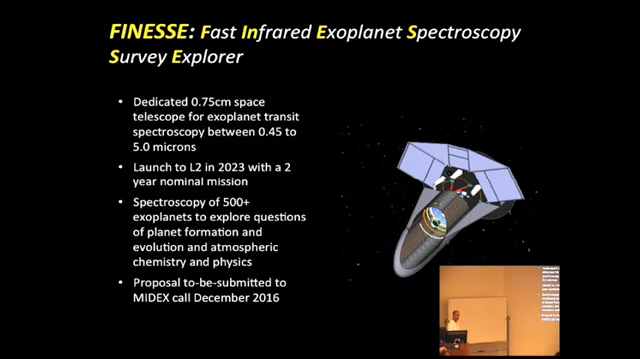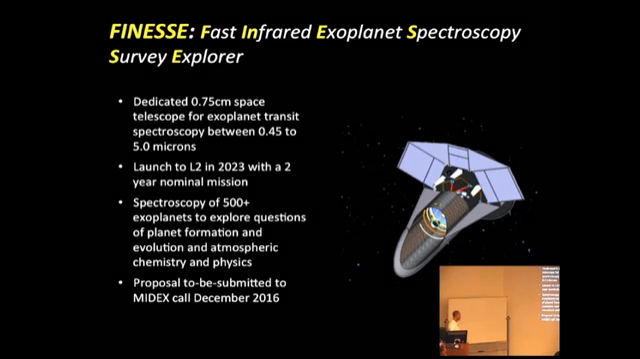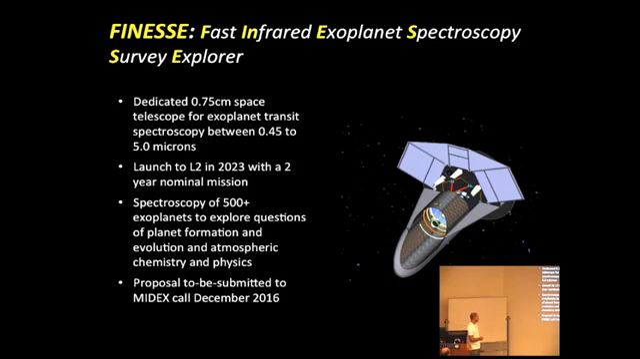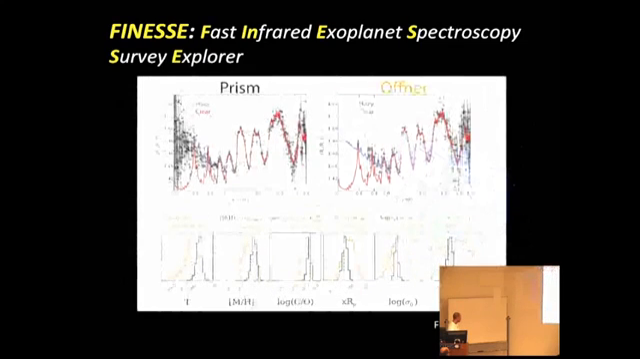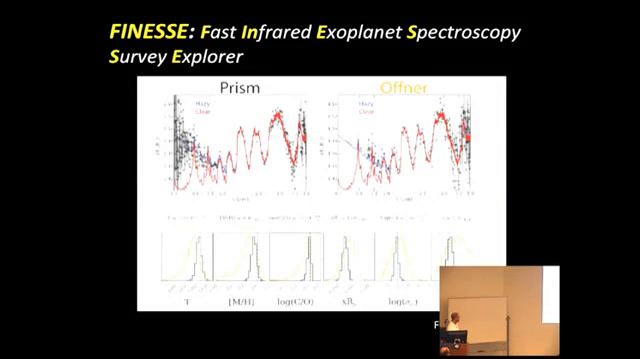Our aim is to do high precision spectroscopy of hundreds of planets, 500, maybe even 1,000, to explore questions of planet formation and evolution, atmospheric chemistry and physics, like I said, in a robust, rigorous statistical framework. We're aiming to submit a proposal for this mission to the Mid-Size Explorer Call that's due in December of this year. The idea is to launch in 2023 to L2 with a 2-year nominal mission and doing 500 to 1,000 planets. Here are some simulations from Mike Line about FINESSE spectroscopy. Concentrate here on the left side. This is just different realizations of the spectrometer. I hope I'm not showing anything proprietary. Probably not.